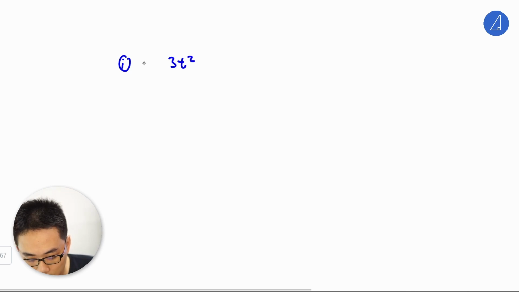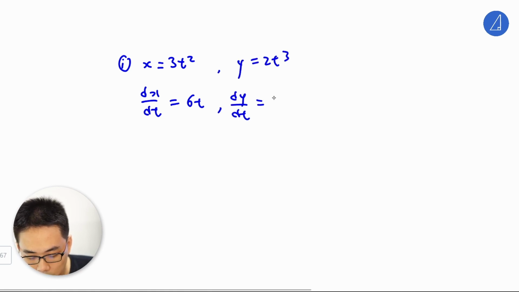First one, x is 3t squared, so dx/dt is just 6t. Then y is just 2t cubed, so dy/dt will just be 6t squared. So dy/dx will just be 6t squared over 6t. This will be just t.